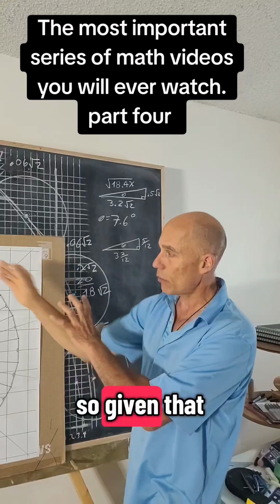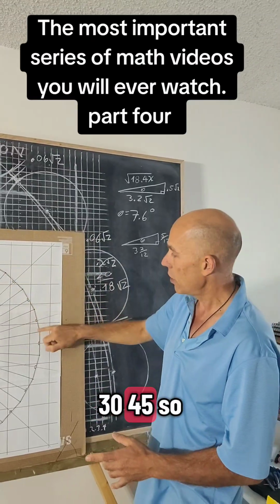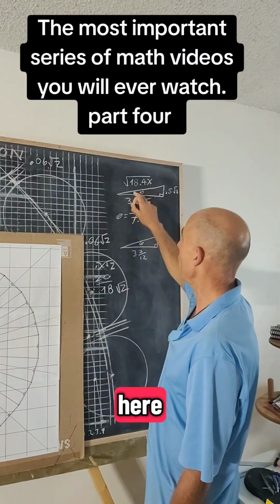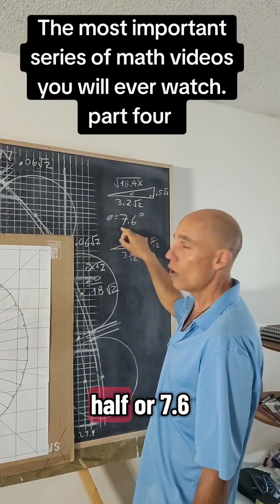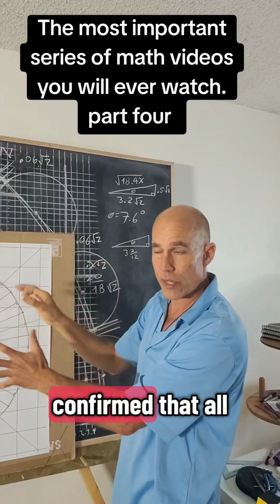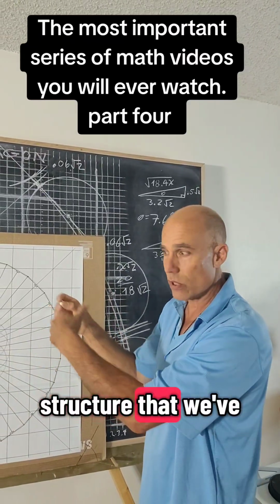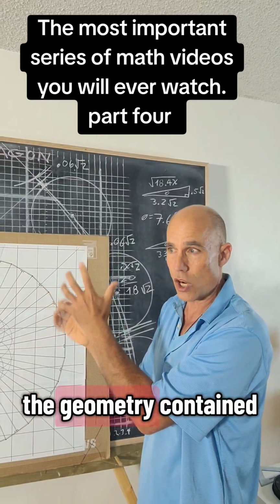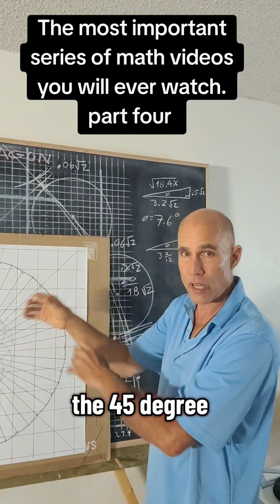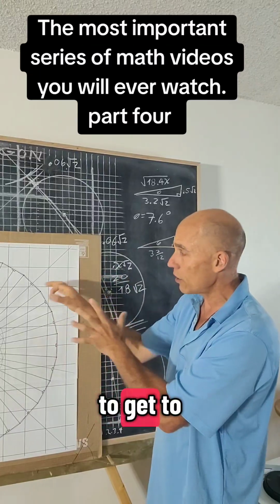So given that it's all perfect, and we have the 15-degree line, 15, 30, 45, half of that is a 7.5 degree section. So the angle here, theta, inside of this triangle is 7.6 degrees in base 12. So we've now confirmed that all of that works out. That's a perfectly balanced geometric structure that we've reached by analyzing the geometry contained within the lengths of the dodecagon, its relationship to the 45-degree line and the 30-degree line. We've gone through all the steps that we took to get to that point.